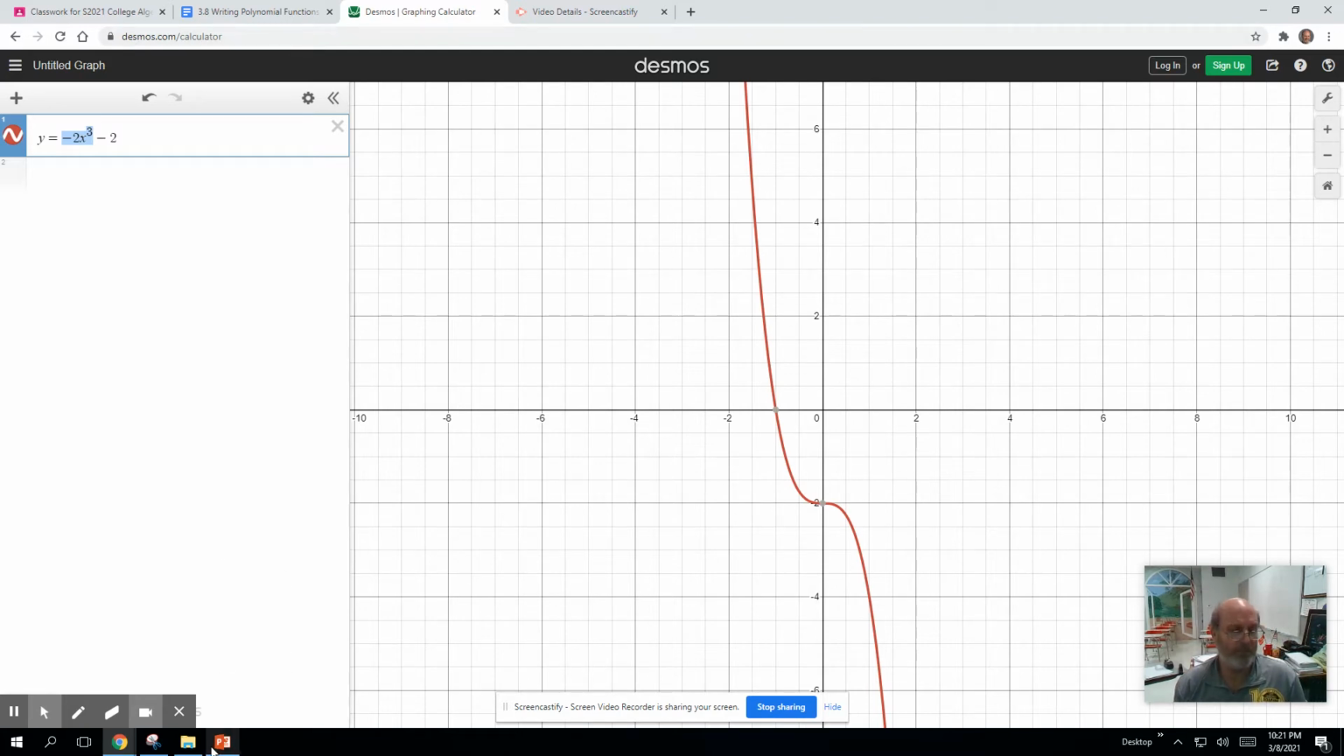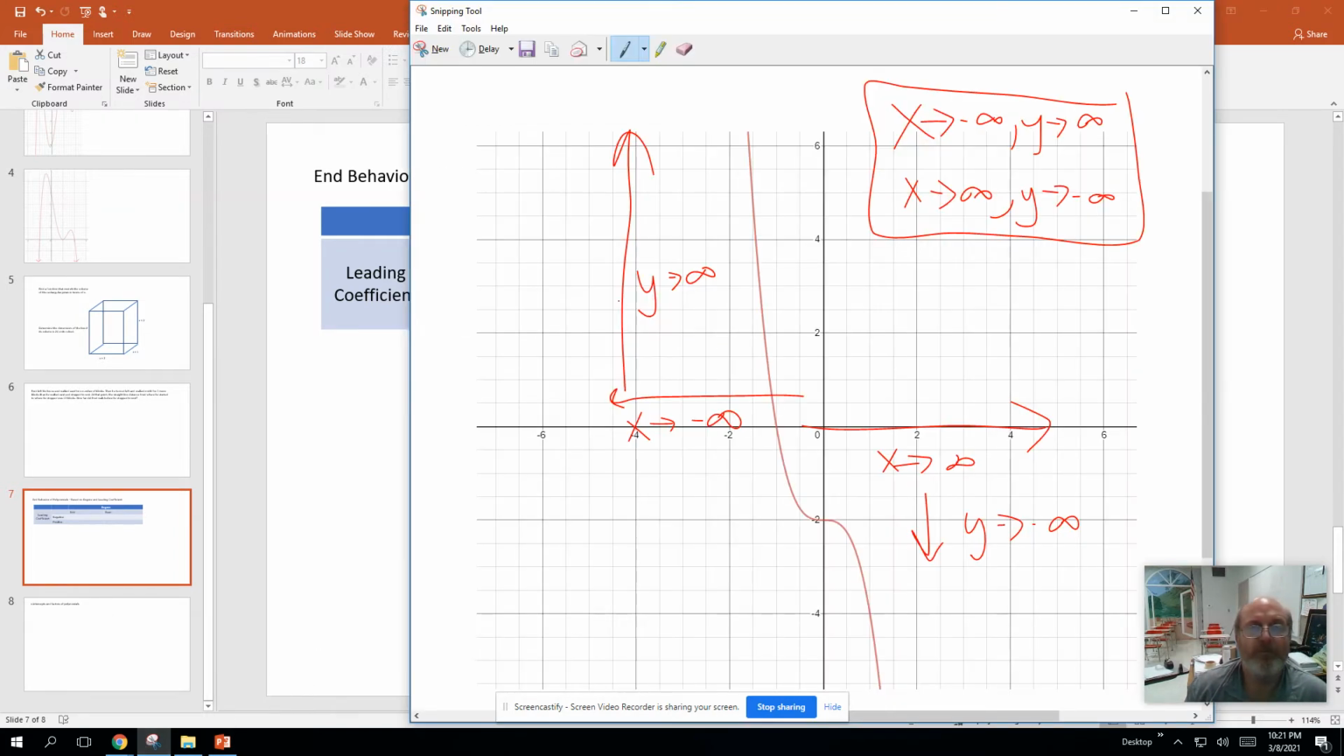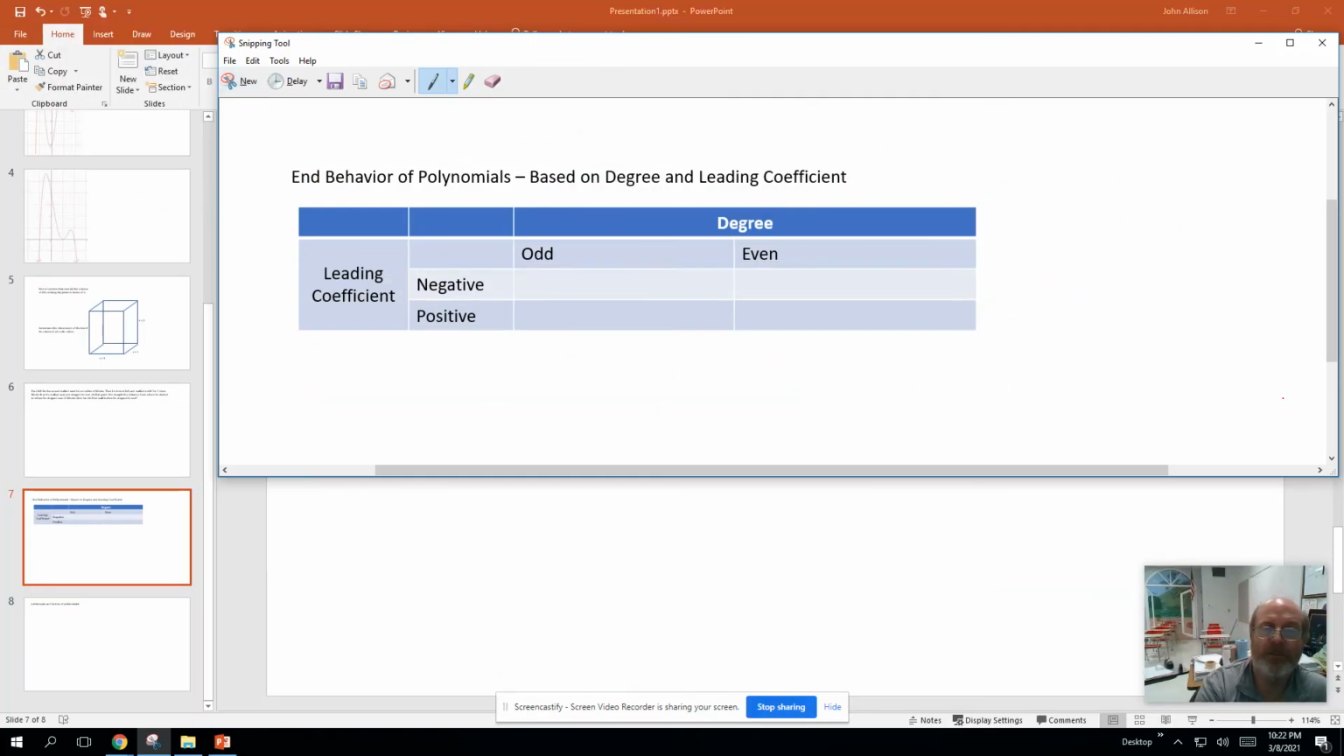So if we go back to what we're looking at, if we have an odd degree and a positive leading coefficient, we would say as x goes to negative infinity, y goes to negative infinity, and as x goes to infinity, y goes to infinity. That's if we have a positive leading coefficient.